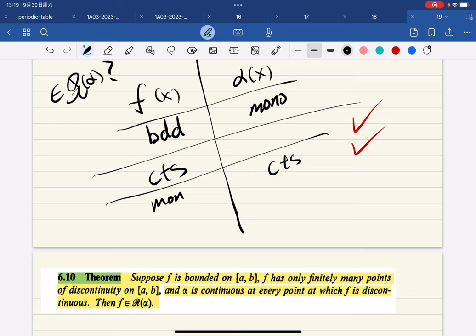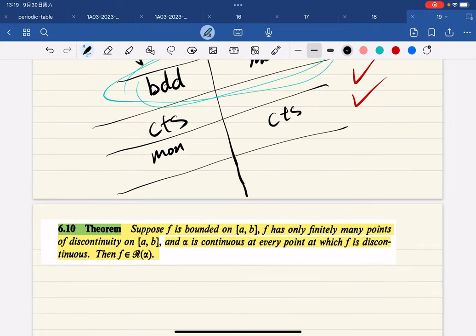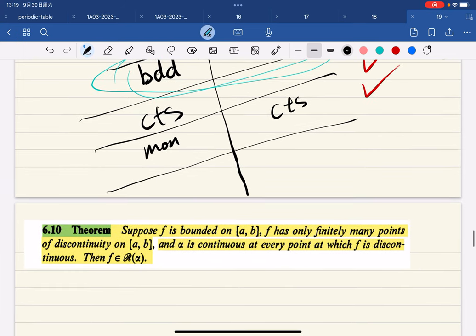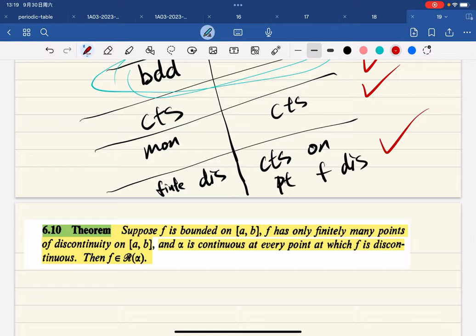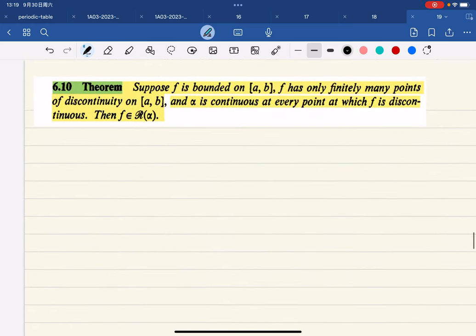So this must hold always. This is by definition. This always holds. But if f is continuous, then the integral exists. If f is monotone and alpha is continuous, then the integral exists. Well, if it has only finite discontinuity, and alpha is continuous at points where f is discontinuous, then the integral still exists. Right? So we shall prove this theorem.